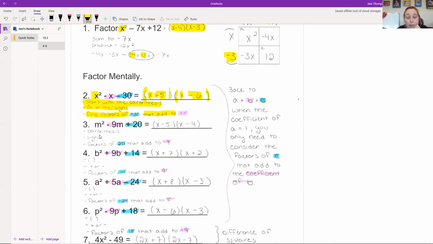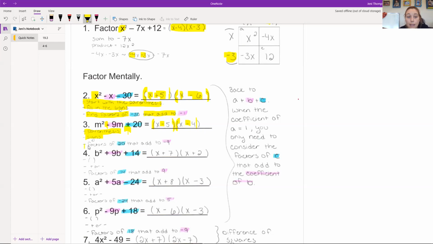Let's look at another one. Let's look at 3 here. So I start with my parentheses, and then I fill in my signs. I like to fill in my signs first. I know that I have a positive here, right? And I have a negative here. So that means that I'm going to need 2 negatives, right? Because a negative times a negative is a positive. And when you combine 2 negatives together, it gives you a bigger negative. So I know I need negative, negative.